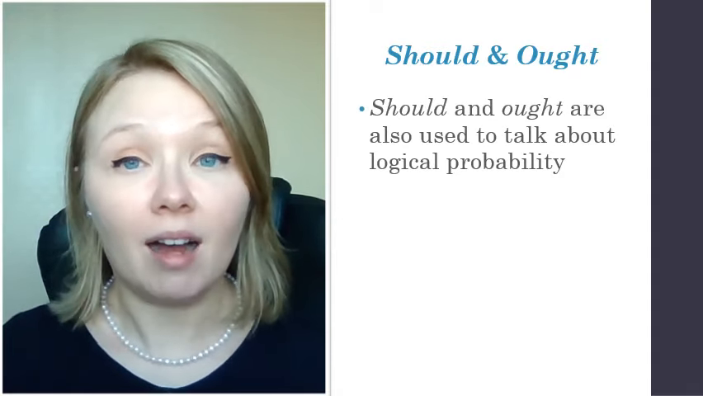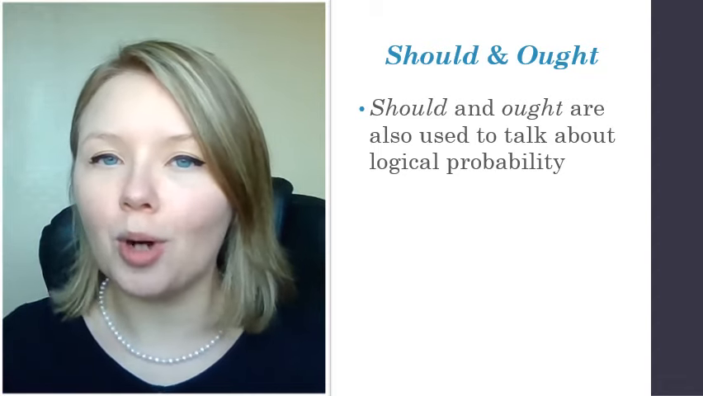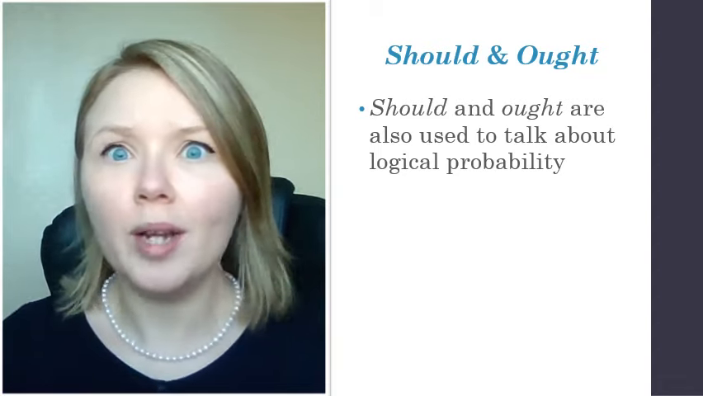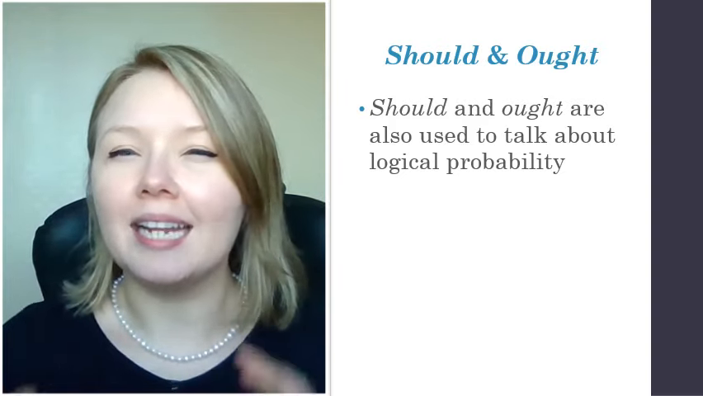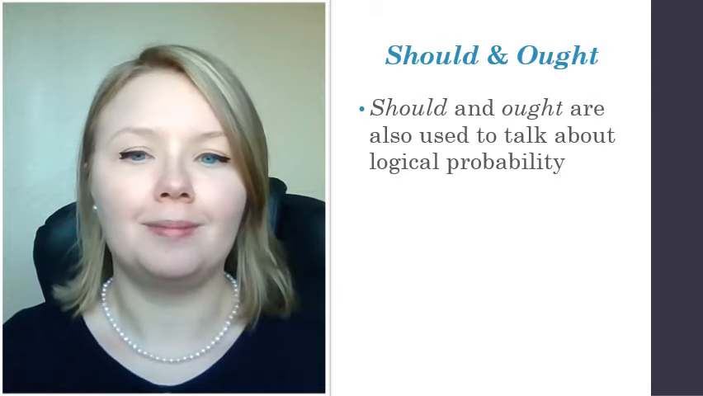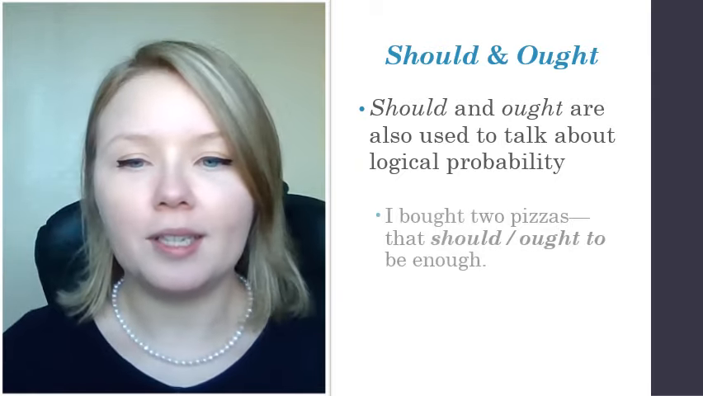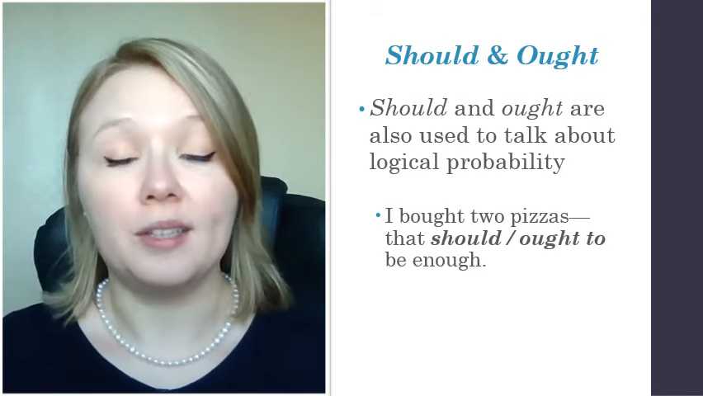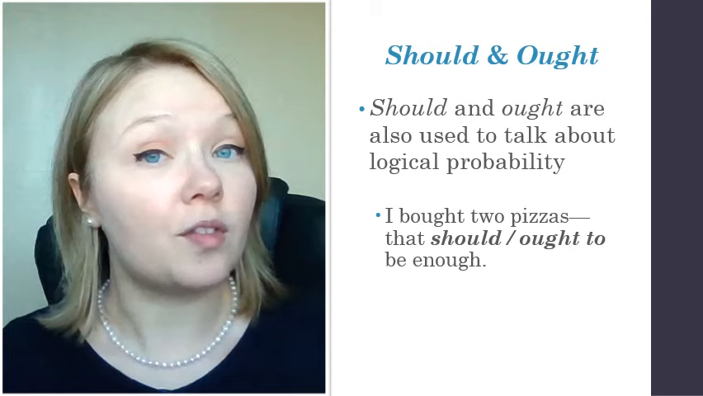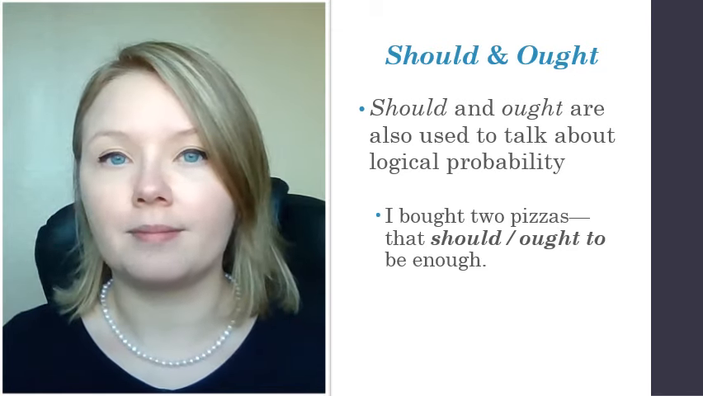Should and ought are also used to talk about logical probability. What is logical probability? This means something that is most likely true. If I think about it, it's probably true. So let's take a look at an example. I bought 2 pizzas. That should be enough. I bought 2 pizzas. That ought to be enough.